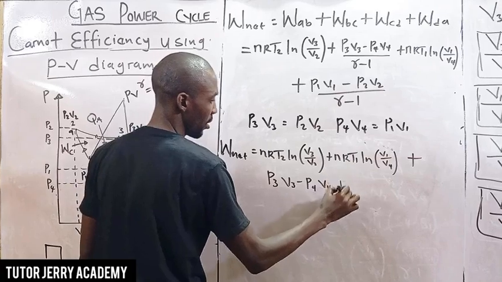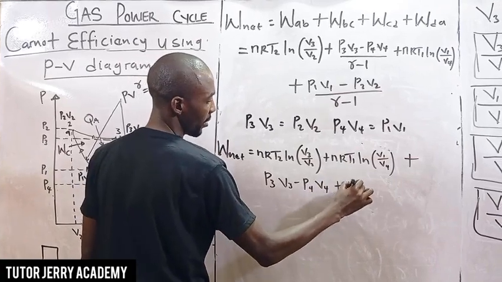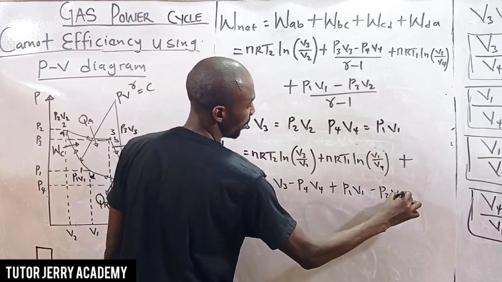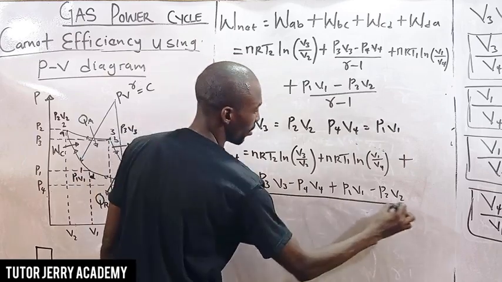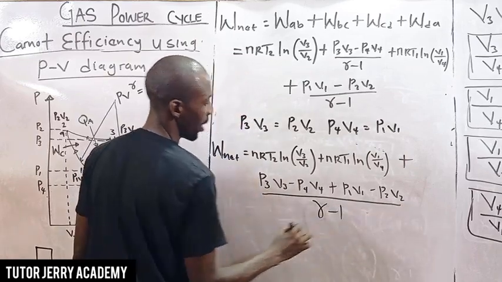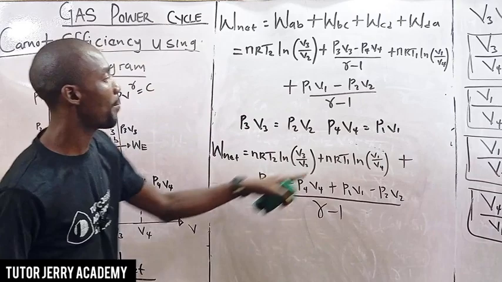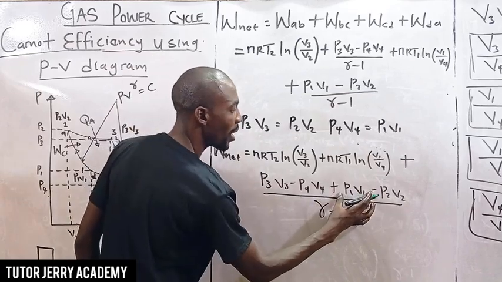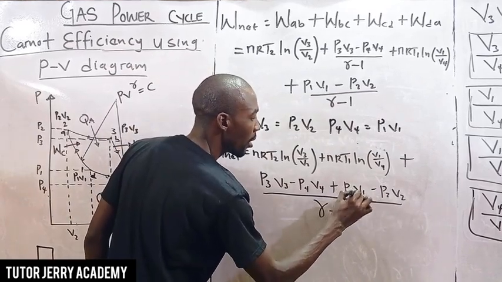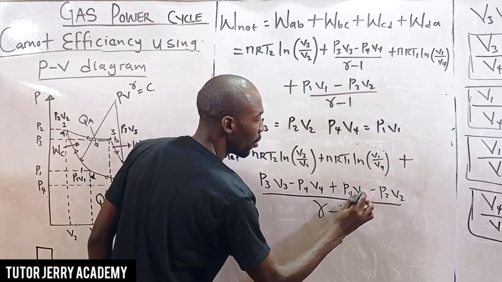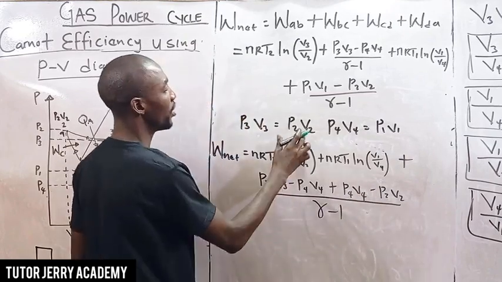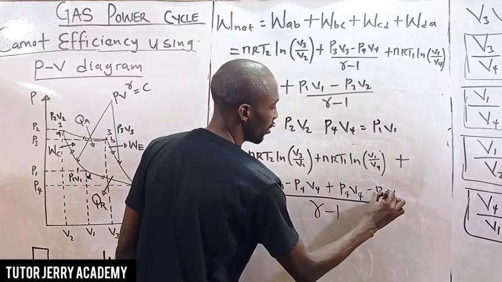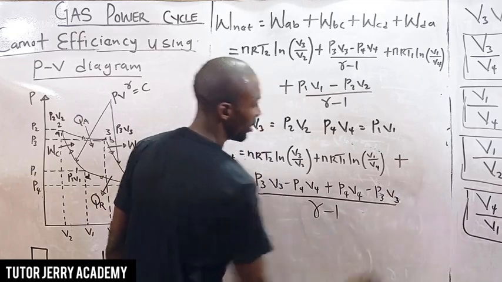So plus P1 V1 minus P2 V2 all over gamma minus 1. But don't forget, our P1 V1 is already P4 V4, so I can replace P1 V1 here with P4 V4. And P2 V2 is P3 V3, so I will replace this one with P3 V3. Now, what do you observe?